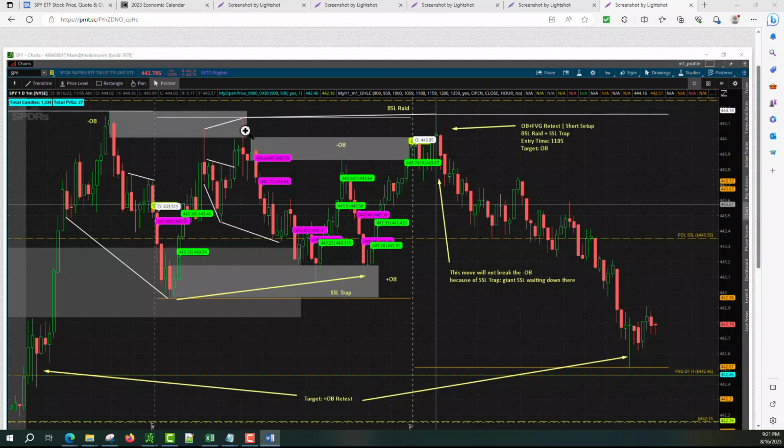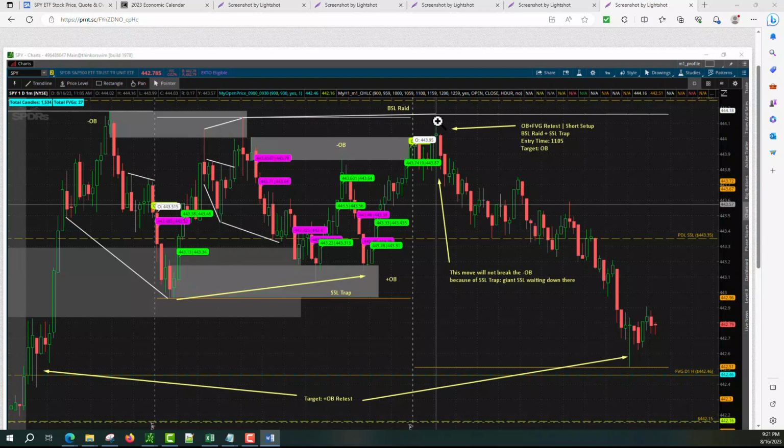This move will not break the order block, because you know why? Because this move did not take the sell-side liquidity. There's no imbalance right there. Yes, it had to take this buy-side liquidity in order to start to go down, but it didn't. You see, it trapped a lot of buy-side liquidity right there and trapped sell-side liquidity both.